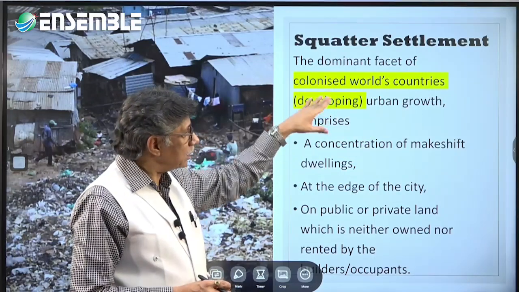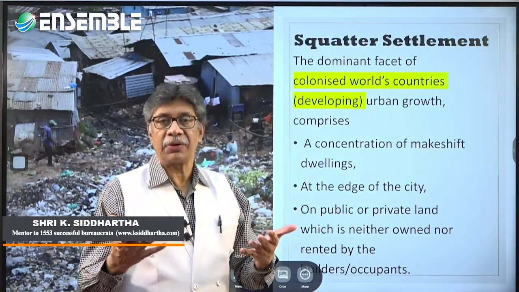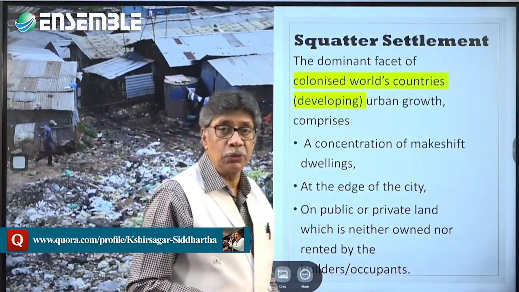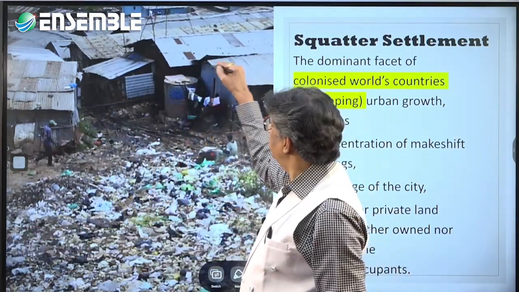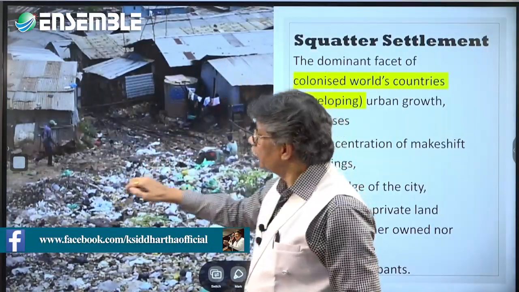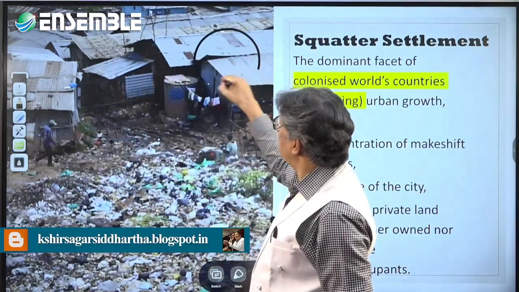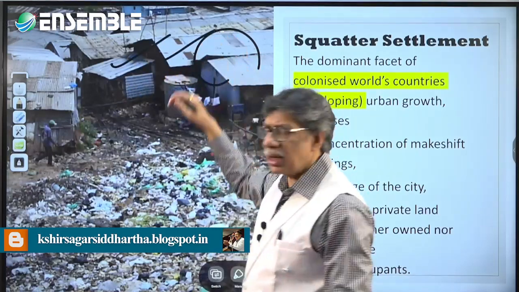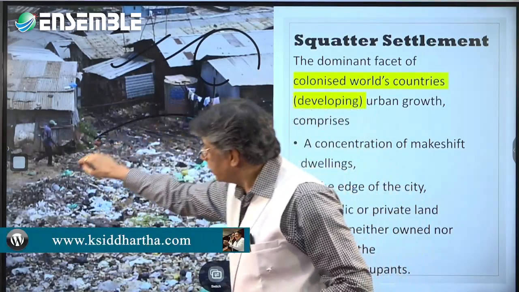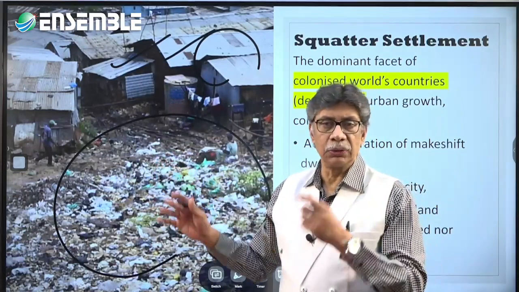And when we talk about that type of facet, it shows a characteristic. First is a concentration of makeshift dwellings, like the type of dwellings that you see here. All of these are makeshift dwellings. When we say makeshift dwelling, you can understand that they can be blown by wind, all of these, at any point of time. You see the type of dirt, that this is where the people live, as if this is one of the most inhuman conditions one can live in.